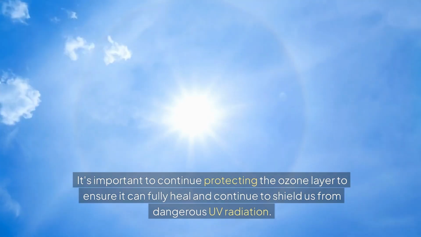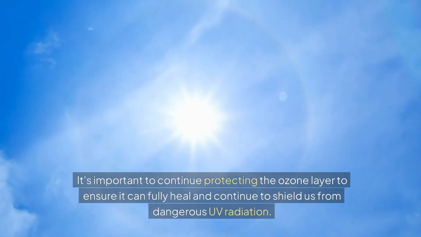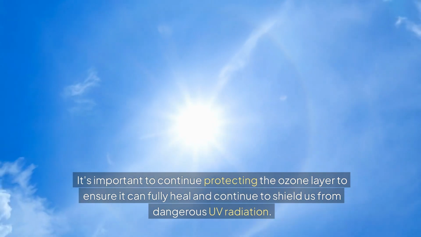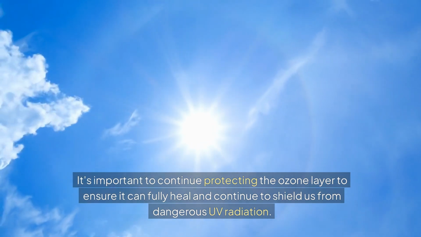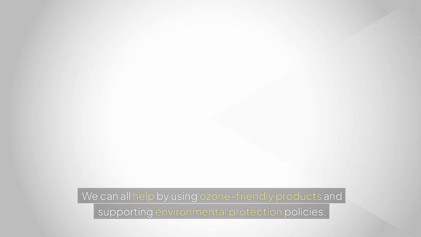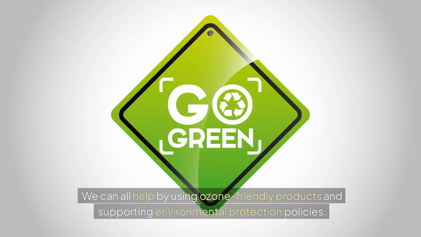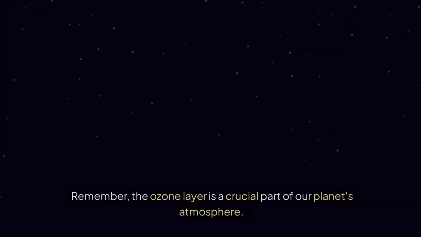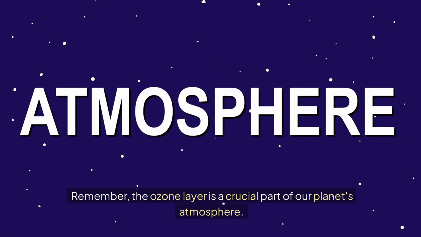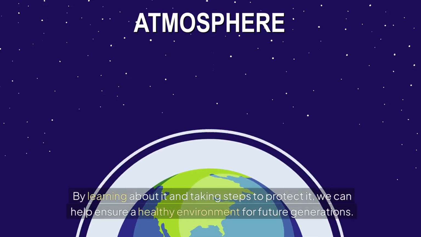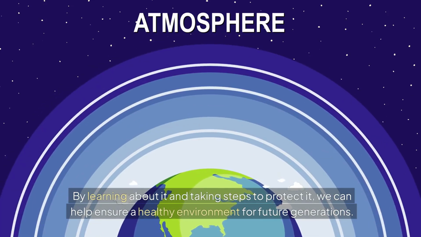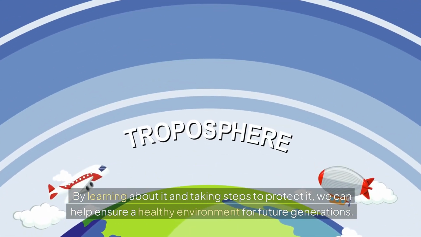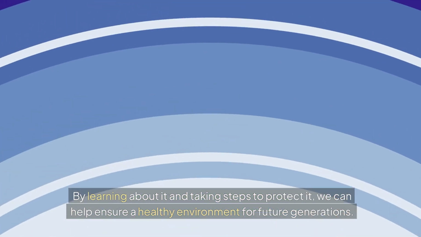It's important to continue protecting the ozone layer to ensure it can fully heal and continue to shield us from dangerous UV radiation. We can all help by using ozone-friendly products and supporting environmental protection policies. Remember, the ozone layer is a crucial part of our planet's atmosphere. By learning about it and taking steps to protect it, we can help ensure a healthy environment for future generations.